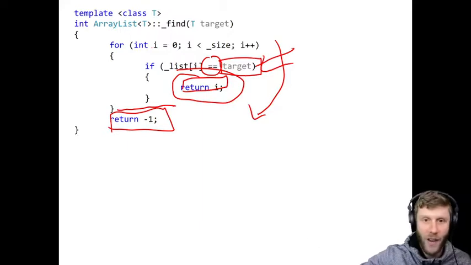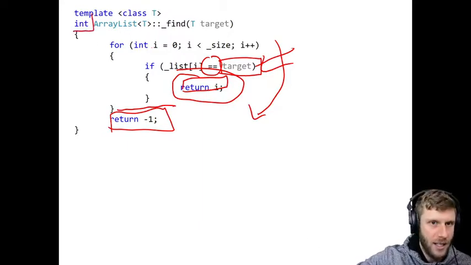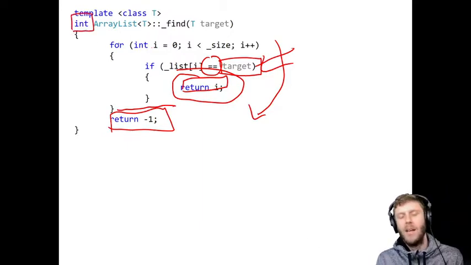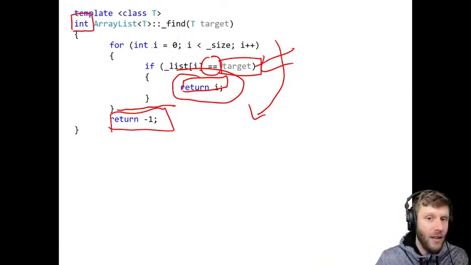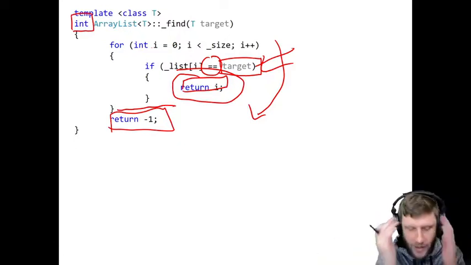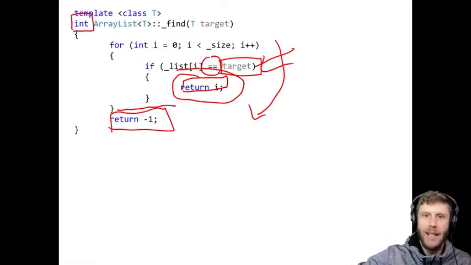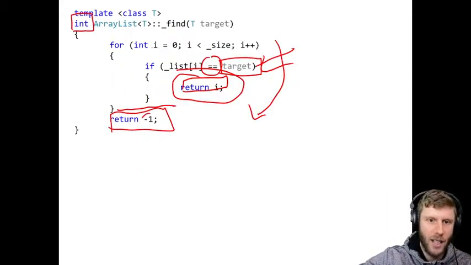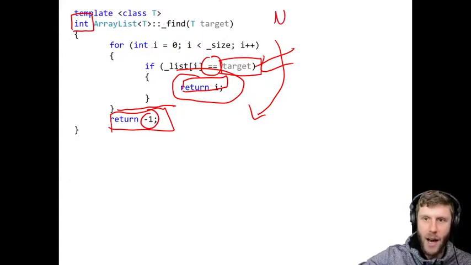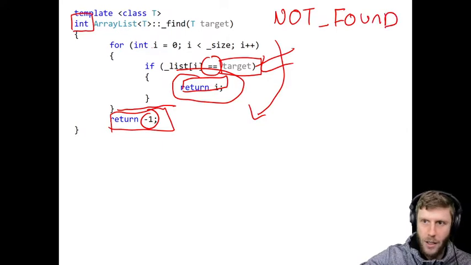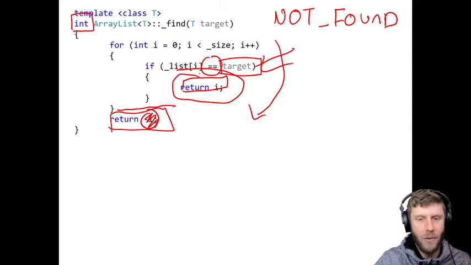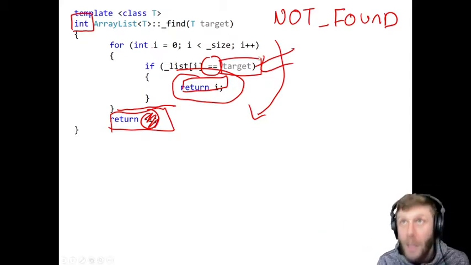And -1 will be like the special value we get. If we ever call find, that's supposed to tell us the index of where something is. If we ever don't find it, we'll return -1. And that's a special value that we'll keep track of. Sometimes what people will do is they'll set this as a constant to be like not found. And they'll define it at the top of their code somewhere, and then they'll return not found, so the code becomes that much more descriptive, but I was too lazy to do that here.